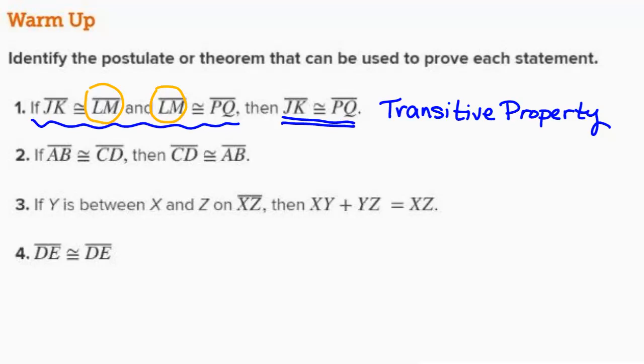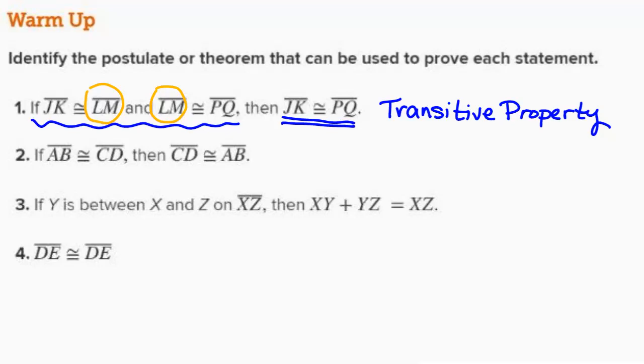Transitive property specifically says if I know one object is congruent to a second object, and then I know that same second object is congruent to a third object, then that means the first one and the third one have to be congruent to each other. Transitive property, I'm always talking about 3 things and 3 things only. The first one is congruent to the middle one is congruent to the third one, so the first one and the third one have to be the same size.